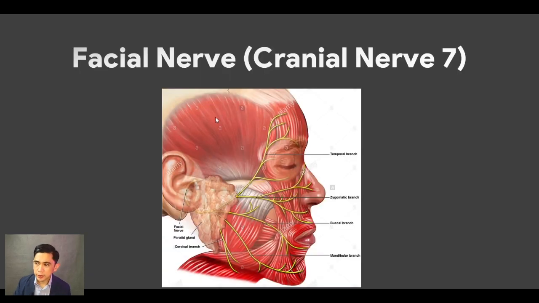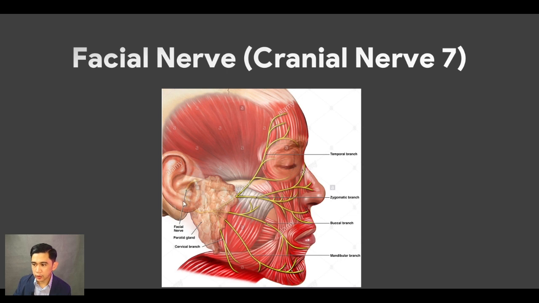These facial muscles are innervated by the facial nerve, as we see here in the diagram. Almost all the facial muscles are innervated by cranial nerve 7. Cranial nerve 7 exits from the brainstem through the stylomastoid foramen, just behind and underneath the ear.